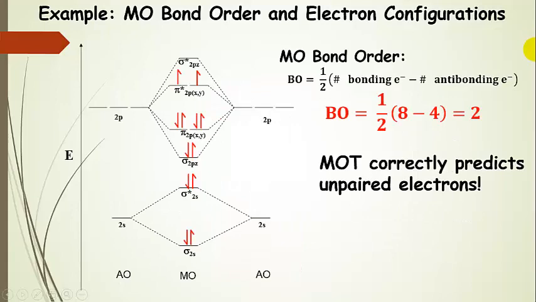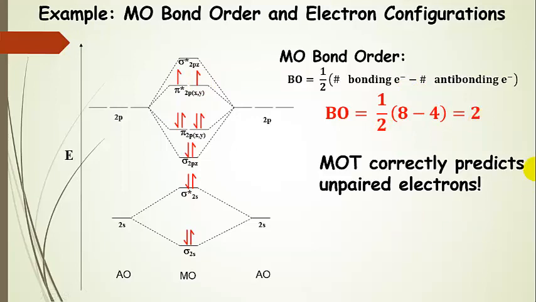Okay, so let's calculate the bond order. Now, what we're going to do is use the same equation as we did before, except now we're going to have to count quite a few more electrons. So remember, bond order is 1/2 of the number of bonding electrons minus the number of antibonding. So let's count up our bonding. So 2, 4, 6, 8. Okay, so 8 bonding minus 2, 3, 4 antibonding. Divide that by 2, and we get a bond order of 2 for O2.